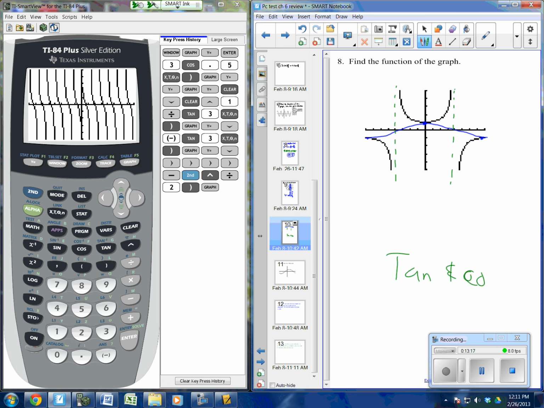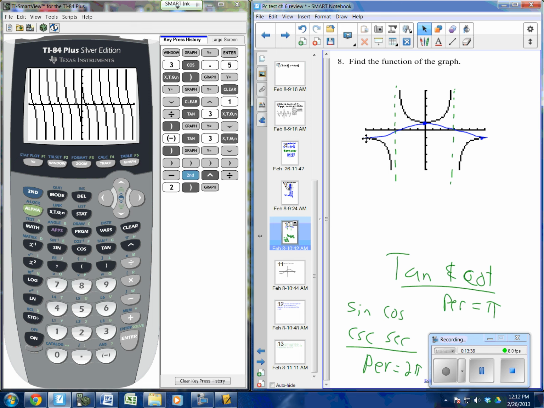Their normal period equals pi. But on sines, cosines, cosecants, and secants, their normal period is equal to 2 pi. So to find k, you count how many cycles take place between 0 and 2 pi for those 4. You guys all got this? The normal period of a tangent cotangent function is pi. For these other 4, it's 2 pi. Andrew.